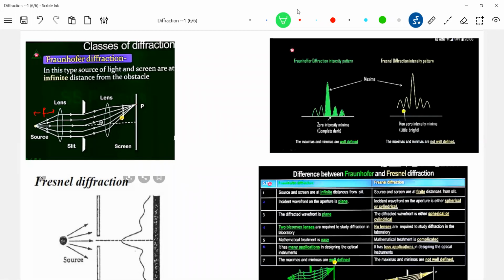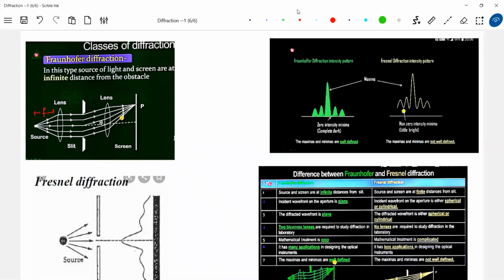Can I do this at home? So you need a slit. Tell me, where is the slit? The blades. Today you can try this at home. If you take a green laser, you'll get a green pattern. If you take a red laser, you'll get a red pattern. This is what happens in Fraunhofer diffraction.